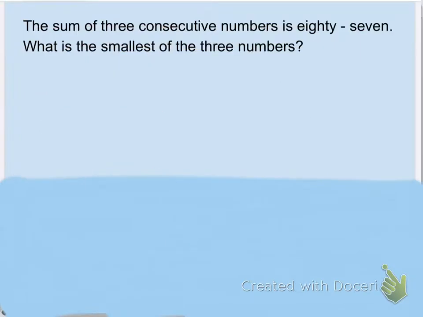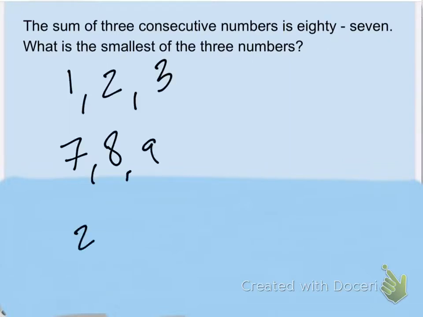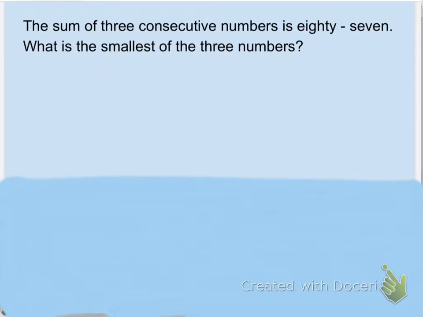This one is tricky. The sum of 3 consecutive numbers is 87. What is the smallest of the 3 numbers? If you stayed, we did a quick thing on consecutive numbers. Consecutive means numbers that come in a row: 1, 2, 3; 7, 8, 9; 20, 21, 22. They're just numbers that come straight in a line. They follow one another. So if I said my smallest, what is the smallest? I'm going to say that's x, because it asks that. So I've got x.